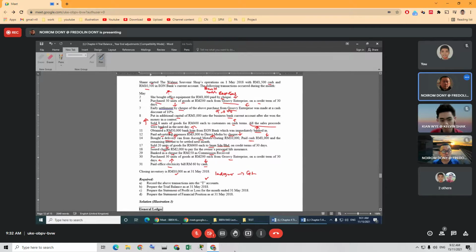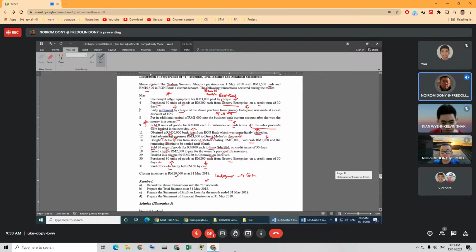So definitely the question wants you to do the process: if it's expenses or revenue, we have to close off. If it's asset, liability, and equity, we have to balance off. Okay, and then prepare the statement of profit or loss and prepare the statement of financial position. Those that are closed off, revenue and expenses, we put into the statement of profit or loss. Those that we have balanced off, we put into the statement of financial position. Okay, let's go through one by one.